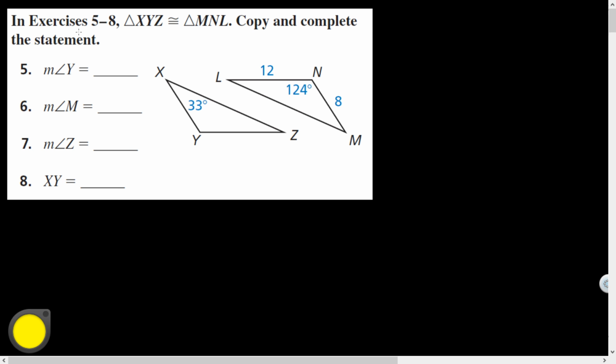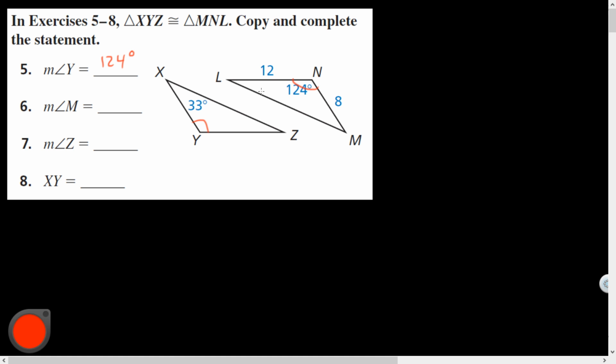So let's see. It says in these exercises, triangle XYZ is congruent to triangle MNL. Copy and complete the statement. I already copied and pasted, friend. And here's question 5. The measure of angle Y is equal to what now? So let's see. All right, 124 degrees, because corresponding parts of congruent figures are congruent.